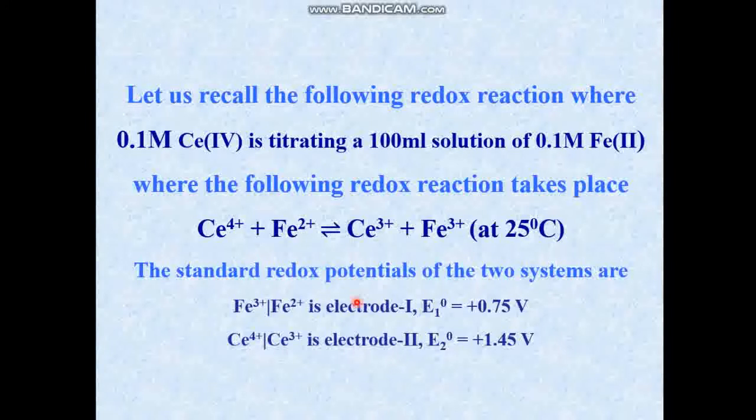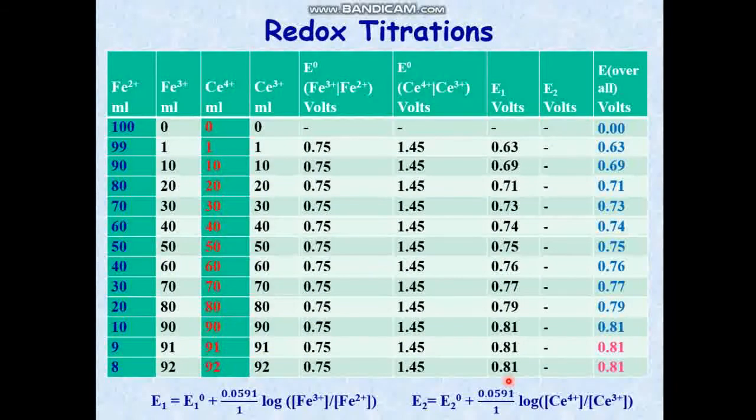Before going to the reaction, we have to have some idea about the standard electrode potential of the iron system as well as that of the cerium system. The standard electrode potential of the iron system is 0.75 volt, while that of the cerium system is plus 1.45 volt. So let us take 100 ml of ferrous sulfate solution in the conical flask, and right now no cerium has been added. So the overall electrode potential is 0, because the half cell has not been created.